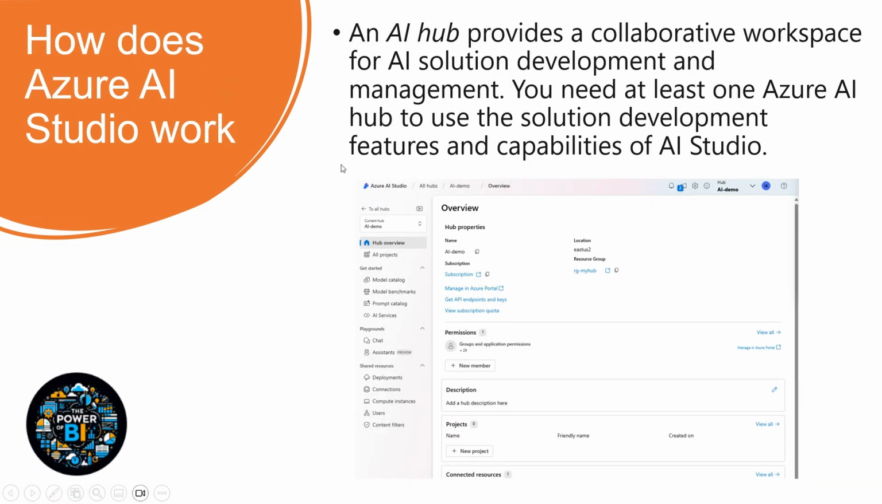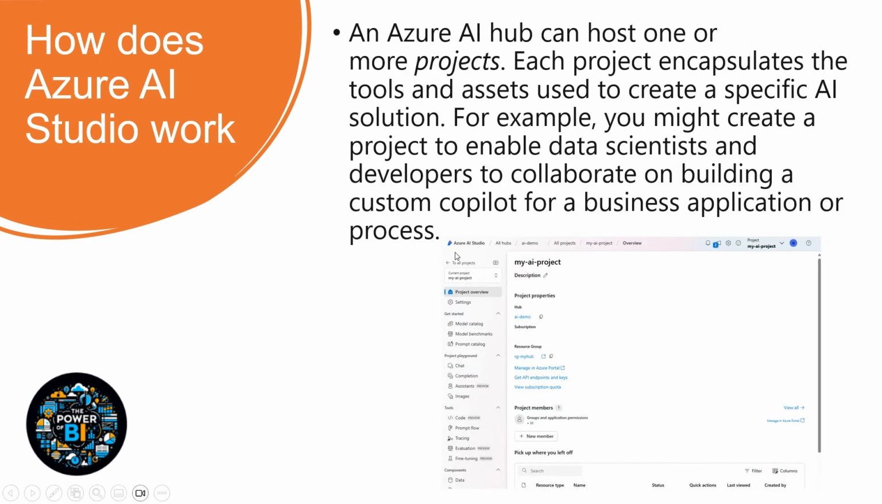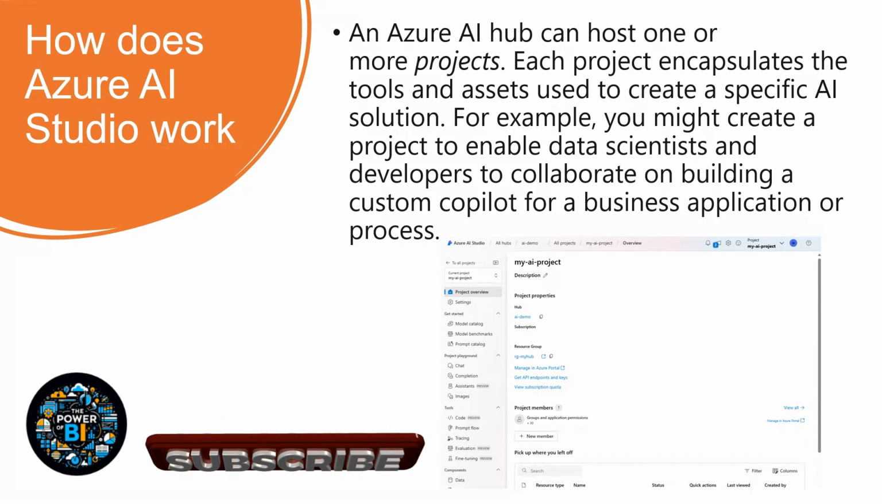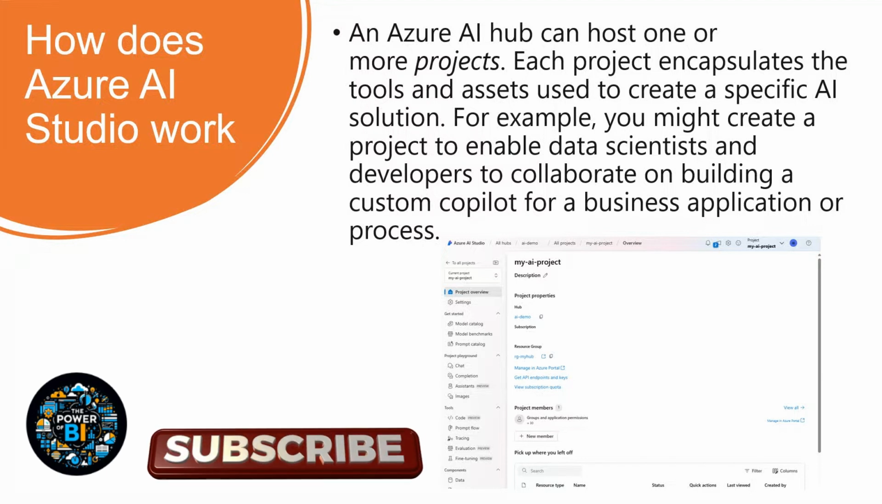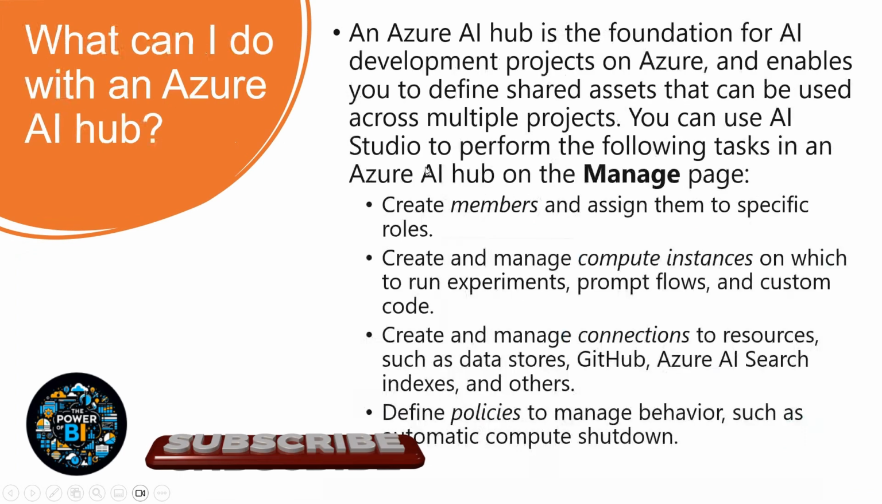How does it work? It's an AI hub: you get a subscription, you provide resources, and you can select those resources, which will be built either individually or for a specific resource. This Azure hub can host one or more projects, and can have multiple collaborators as well. For example, data science collaborating with developers to build a custom copilot business application embedded in a website.